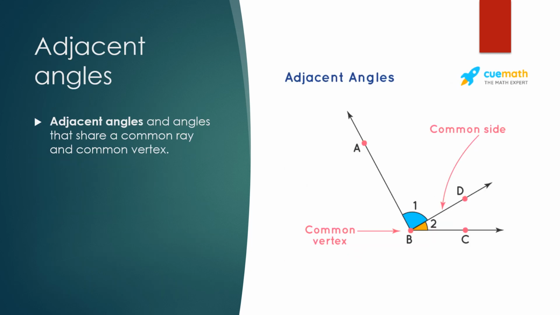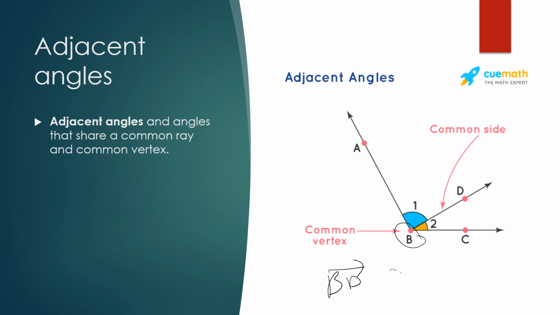Now let's talk about some special angles. The first one is going to be the adjacent angle. Adjacent angles are angles that share a common ray and a common vertex. So here's my common vertex. Notice that this side, this ray BD, is considered the common side.